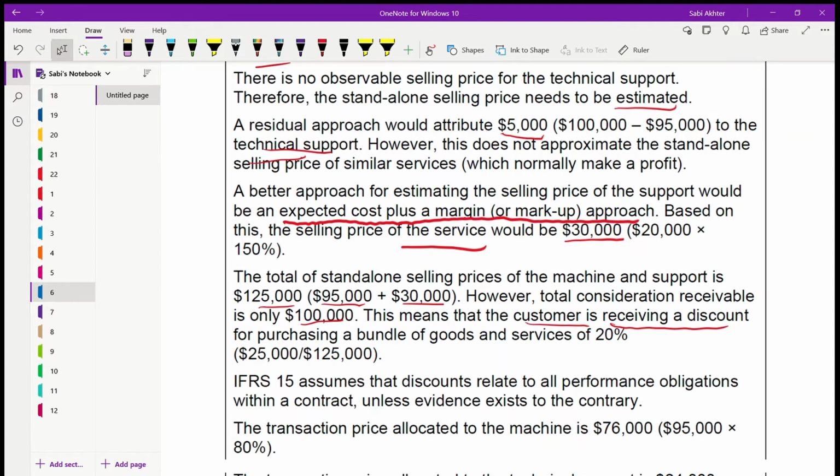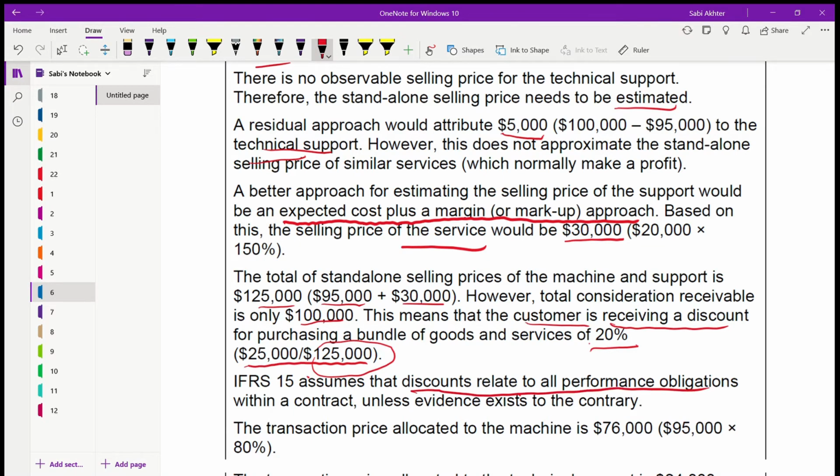125 minus 100 is 25, divided by 125,000, which is a 20% discount. You need to divide by 125, not 100,000. Because if you divide by 100, then it will be a 25% discount. No, 125. Because the price reduced from 125 to 100, the old price is 125. That's why you need to divide by 125,000. So it's a 20% discount. IFRS 15 assumes that discounts relate to all performance obligations, right?